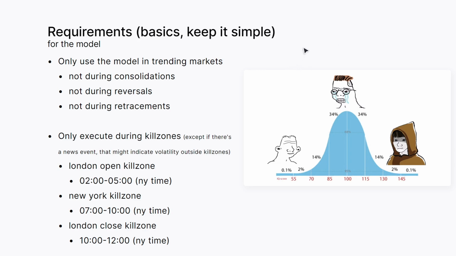Now, the second requirement. I want you to only execute during the kill zones. Don't trade the Asia range. Don't trade CBDR, central bank dealers range, or whatever it's called. Don't trade after London close, except if there's a news event that might indicate volatility outside kill zones. For example, the bond auction at 1 p.m. New York time offered volatility. Now you can take advantage of that. But if you are not advanced, just take the London open kill zone, the New York kill zone, and the London close kill zone. Now, I'm not going to read the times, just screenshot and put it in your journal.